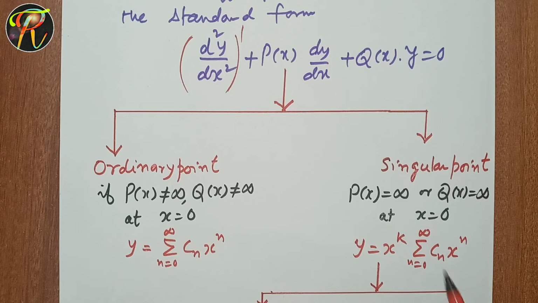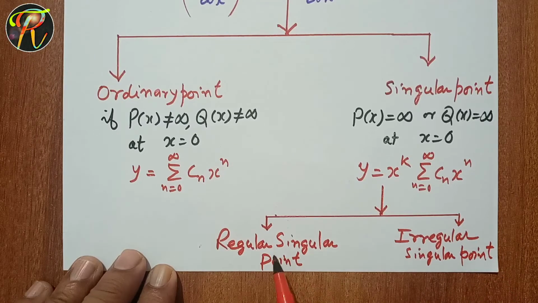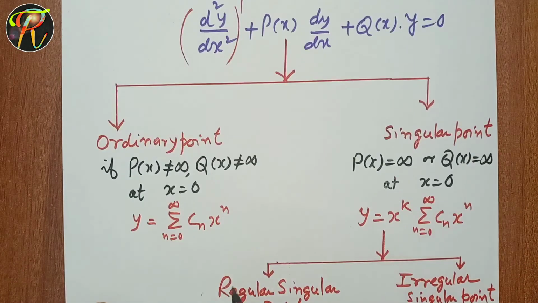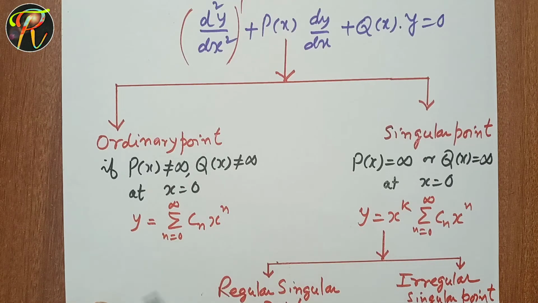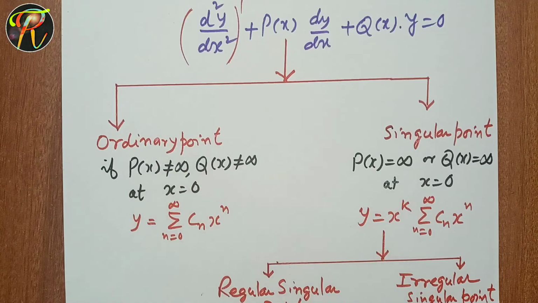Also, singular points have two categories: one is the regular singular point and the other is the irregular singular point. We will explain this in a further lecture, because I want to explain one equation for the ordinary point category first. So I want to solve an example by taking this series.